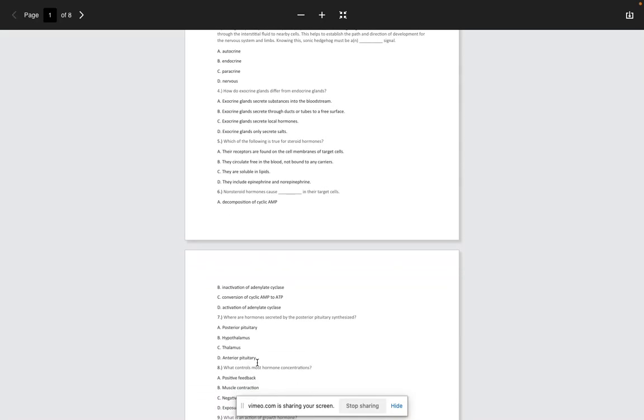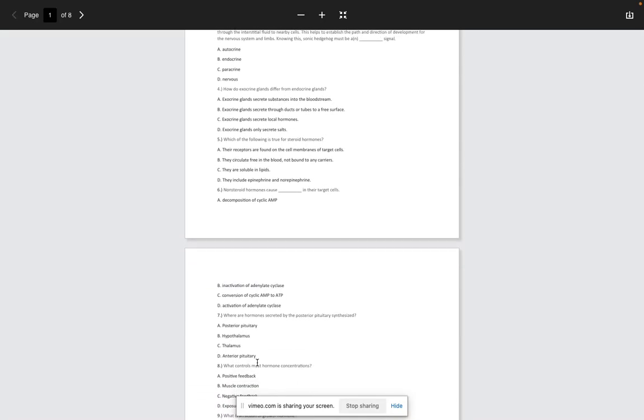Where are hormones secreted by the posterior pituitary synthesized? This might be a trick for you guys. Yes. Posterior pituitary hormones are synthesized in the hypothalamus, right? That's just a recall question.